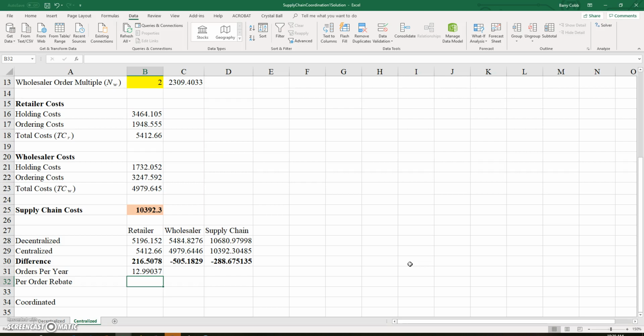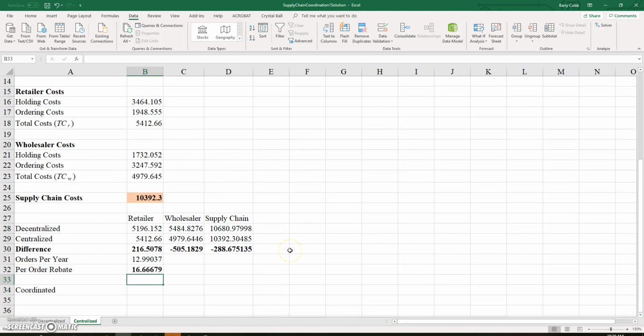If the retailer's difference is divided among the 13 or so orders per year, this would be the per order rebate that's required for the retailer to participate. This incentive is paid by the wholesaler. Let's see what happens in the coordinated mode if the retailer receives the per order rebate and the wholesaler pays the per order rebate.